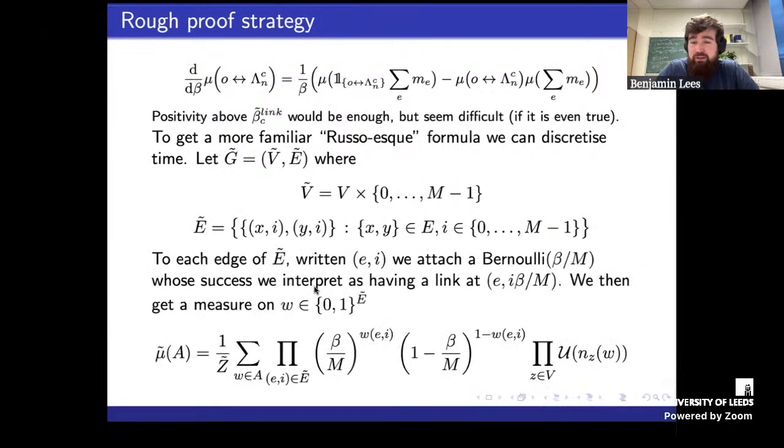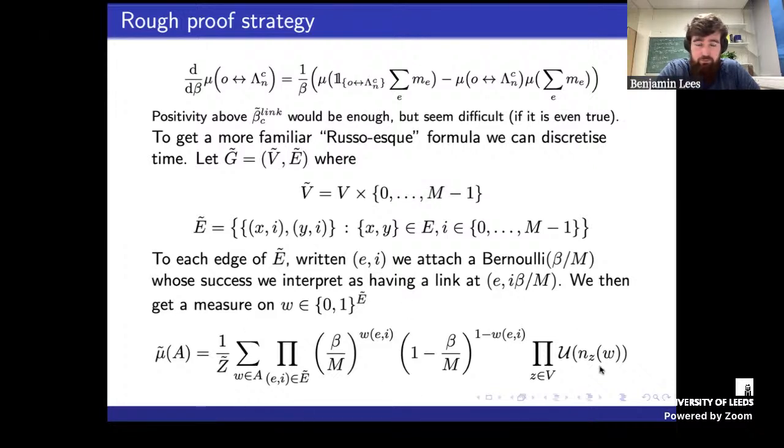And to each edge, we'll attach a Bernoulli with success probability beta over n. And the success we'll interpret as having a link in that little discrete edge that we now have. And so our measure is going to be a measure on now just a Bernoulli percolation on {0, 1} for each of these discretized edges. It's going to look like this.